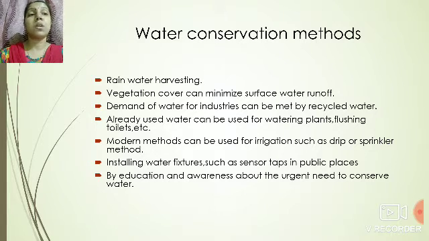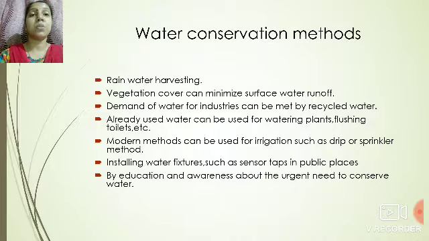Now we have to see water conservation methods. How to conserve water, being a precious resource. First one, we have rainwater harvesting. When rainfall takes place, we should keep tanks or construct such structures below the roofs of the houses so that the water from the roofs falls and gets collected in them. We can use that rainwater. This is known as rainwater harvesting.